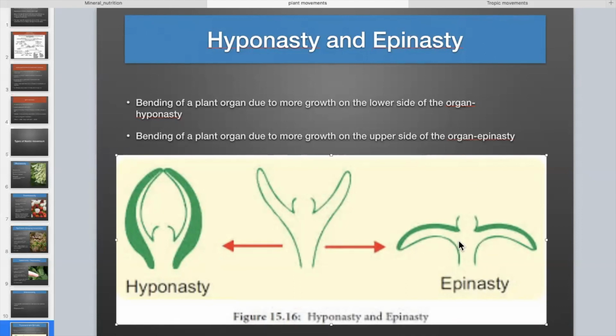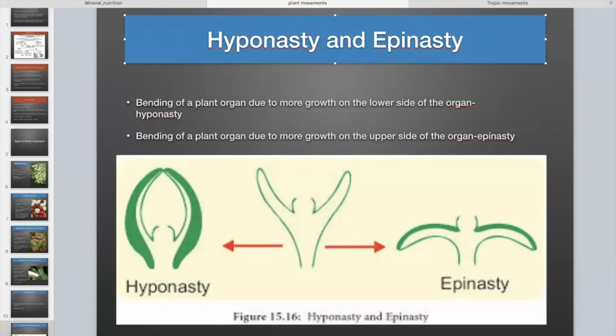In the other one, if there is more growth on the upper side, what will happen? They will bend downward. Such a type of movement is called epinasty. So whatever may be the stimulus, if the movement is towards the upside or towards the downside, the reason is changes in the growth. And just now I told you why it happens. So these are all different types of nastic movements.